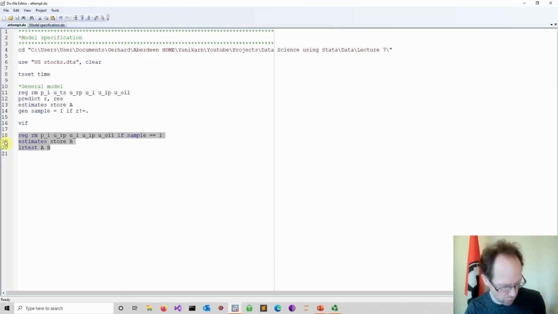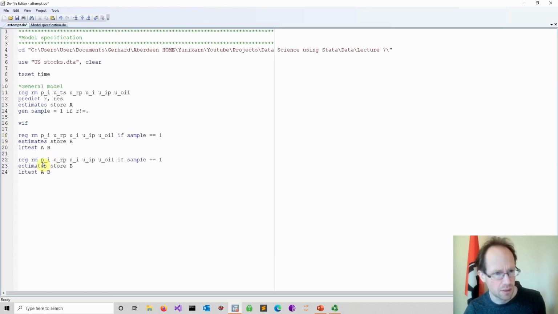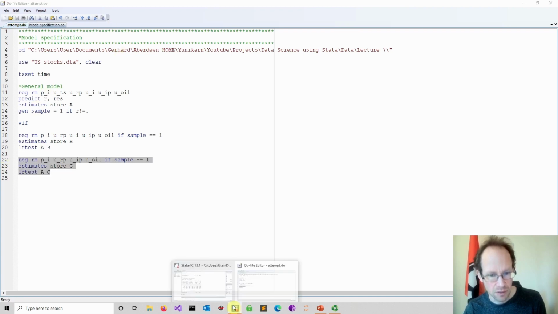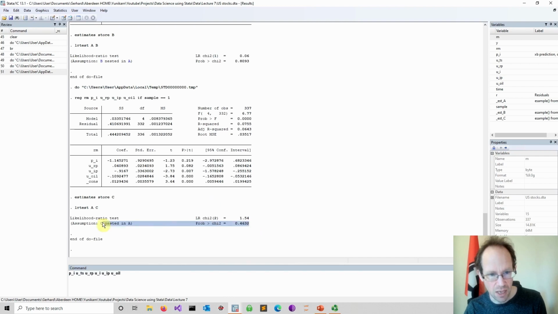Let's do it one more time. So I just copy paste that. I get rid of the unexpected inflation. Again, I maintain my sample, I reduce that, and I test against the original model. Yeah, so now I have two restrictions here, and I just see whether I can restrict further. Just run this, and yeah, that's fine. You can do a further restriction.